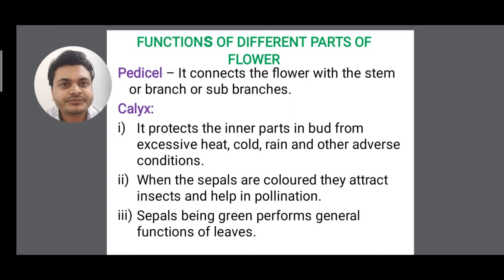Clear? See, what are the functions of calyx? It protects the inner parts in bud from excessive heat, cold, rain and other adverse conditions. When the sepals are colored, they attract insects and help in pollination. Sepals being green perform the general functions of a leaf. So when the sepals are green, they perform general functions like photosynthesis. Okay.